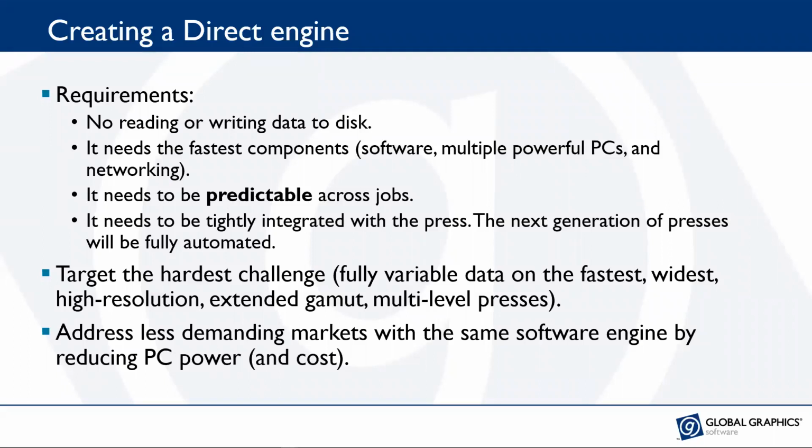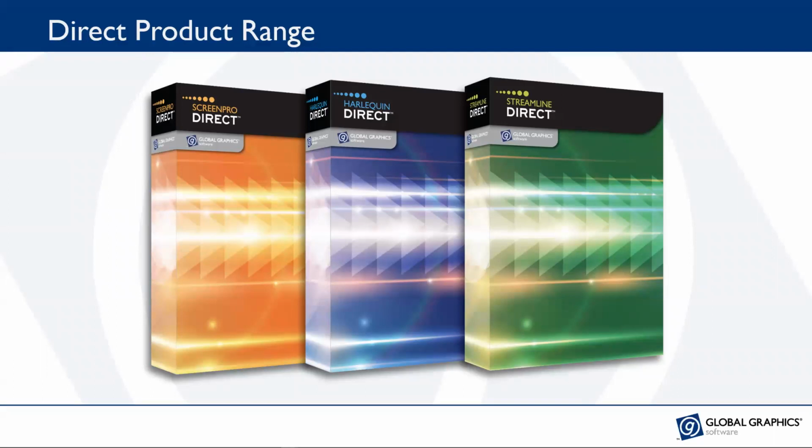I think it's now time to unveil our product range. There are 3 products in the direct product range: ScreenPro Direct, Harlequin Direct, and Streamline Direct. Which products you need to smash through the data rate barrier will depend on your workflows and existing technology investment. Let's take a look at that now.